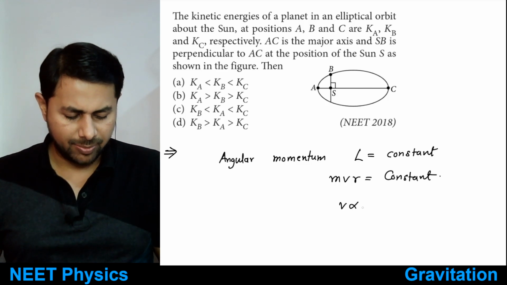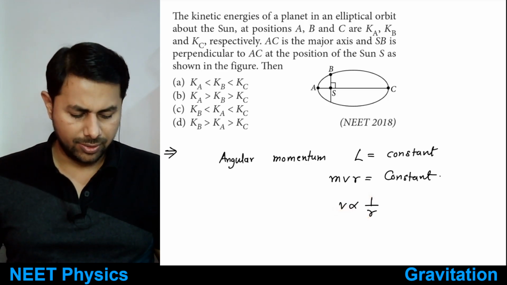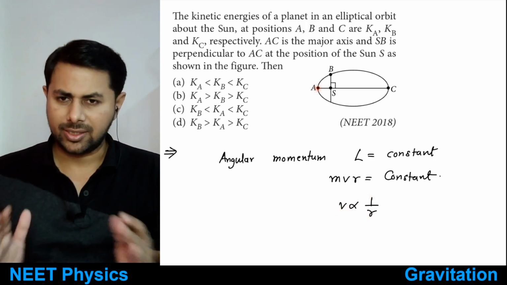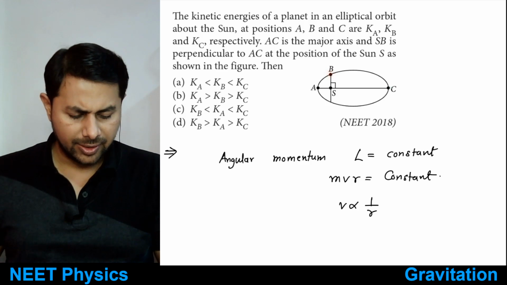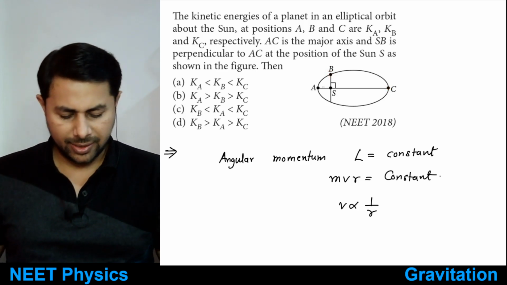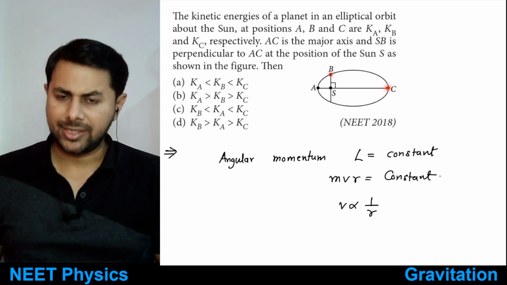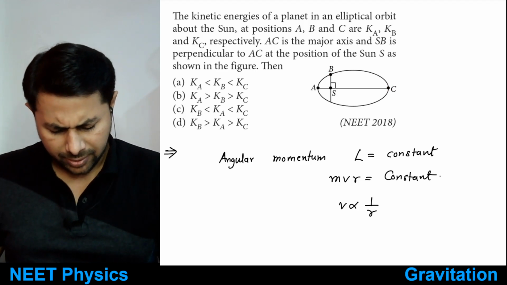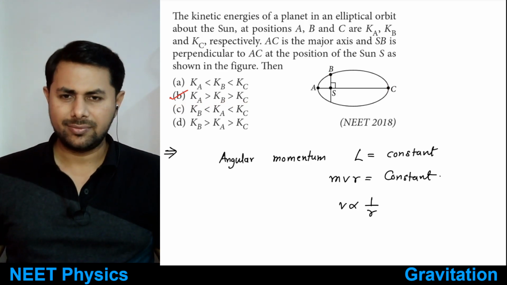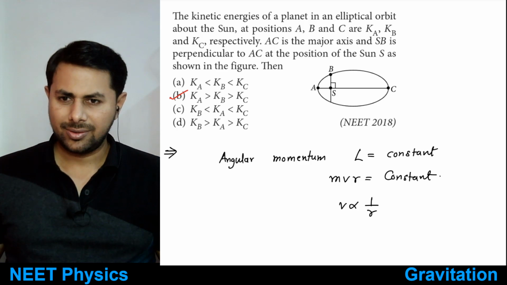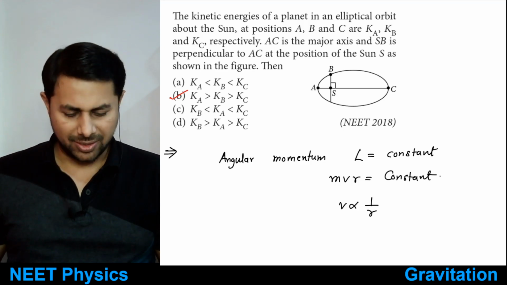Vr is constant means v is inversely proportional to r. So speed is more when distance is less. So at A the speed would be highest, at B it will be lesser than that, and at C the speed would be least. So kinetic energy is highest at A, then slightly lesser at B, and much lesser at point C. So option B is the answer. Good, right? This is simple, and it is directly from Kepler's laws of planetary motion.